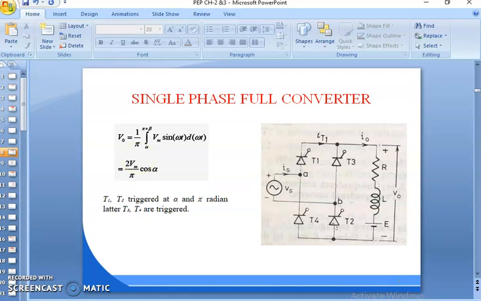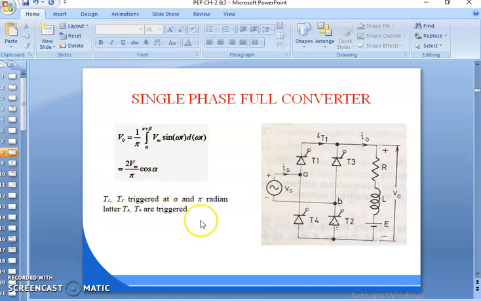Then come to the load voltage average, calculation of the average output voltage V0 and average output current I0. So V0 is equal to 1 by 2 pi integration from alpha to pi plus alpha of Vm sin omega t d omega t. That is equal to Vm by pi into minus cos omega t with limits alpha to pi plus alpha. Then by simplification we get V0 is equal to 2 Vm by pi into cos alpha, where V0 is the average output voltage, Vm the maximum voltage, and alpha is the firing angle of the thyristors.